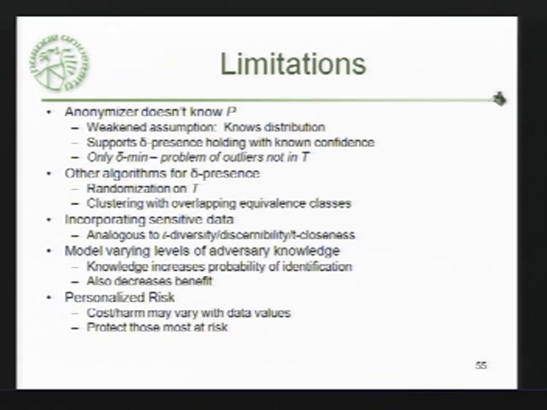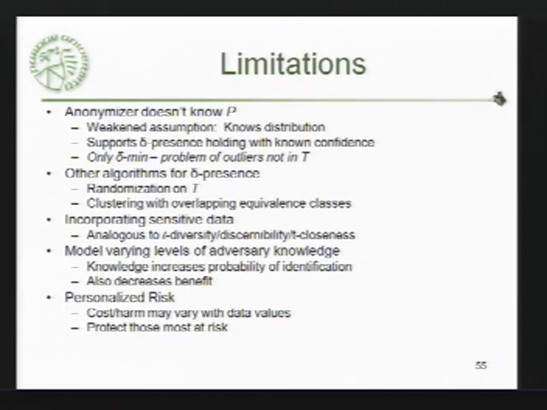Other algorithms. Can we come up with better algorithms for delta presence? Can we incorporate sensitive data into this? How do we do this? We've got some solutions for that. Some other things we've been looking at are modeling varying levels of adversary knowledge.